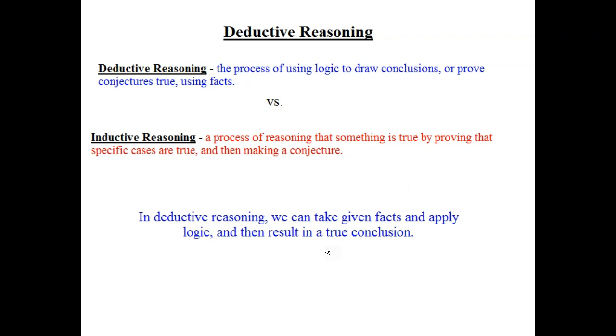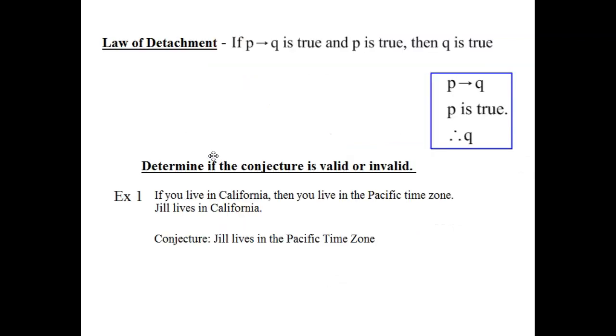In deductive reasoning, we can take given facts and apply logic and then result in a true conclusion. And that's going to be really important as we enter into proving theorems and other conjectures that we're going to make in geometry. So we have 2 laws of logic. The first law is the law of detachment, and it simply says if P implies Q is true, and P is true, then Q has to be true.